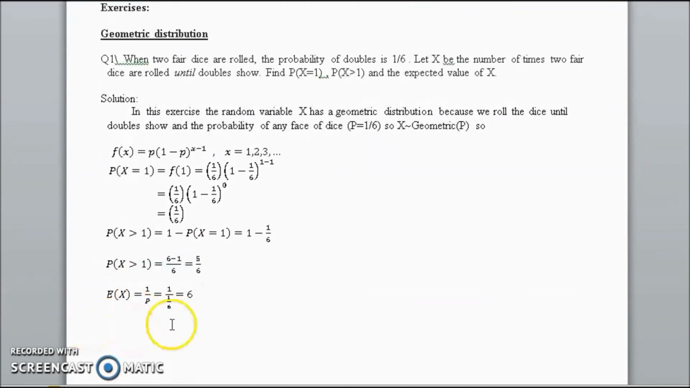For the expected value, by the properties of geometric distribution, the expected value equals 1 over p. We have the value of p equal to 1 over 6, so the expected value of X equals 1 over p, which is 1 over 1 over 6, equal to 6.